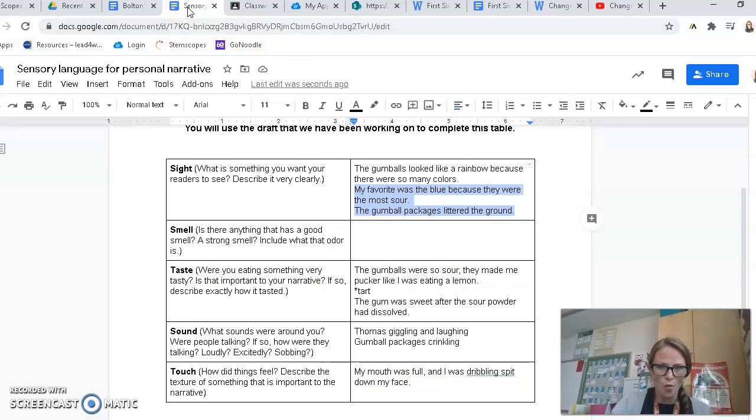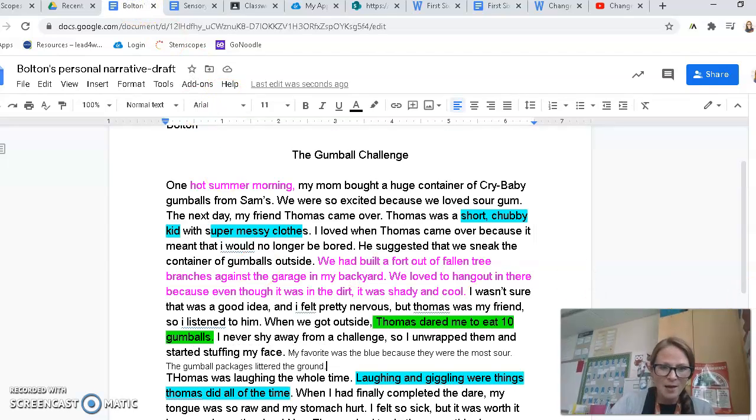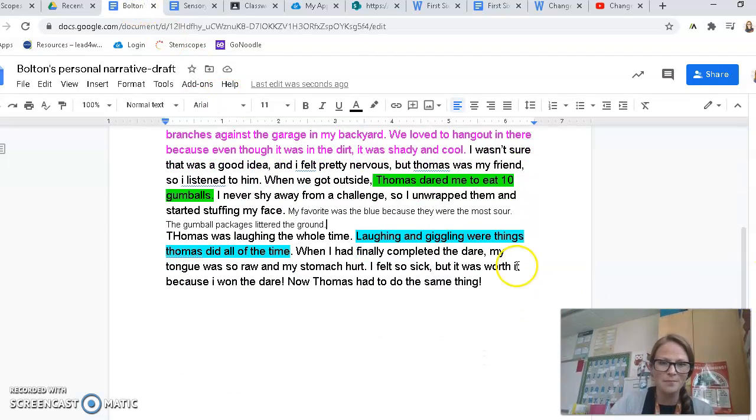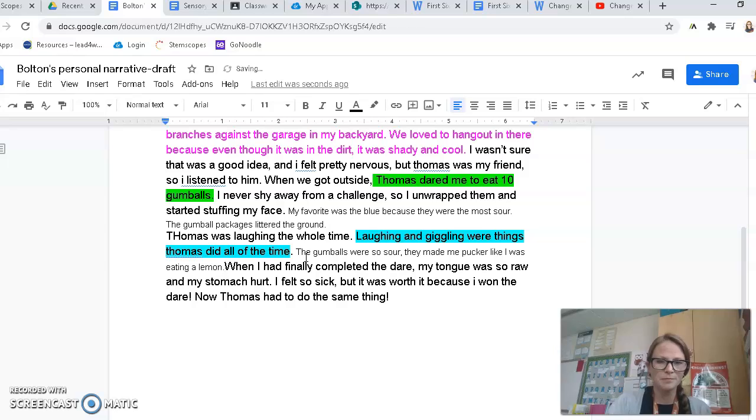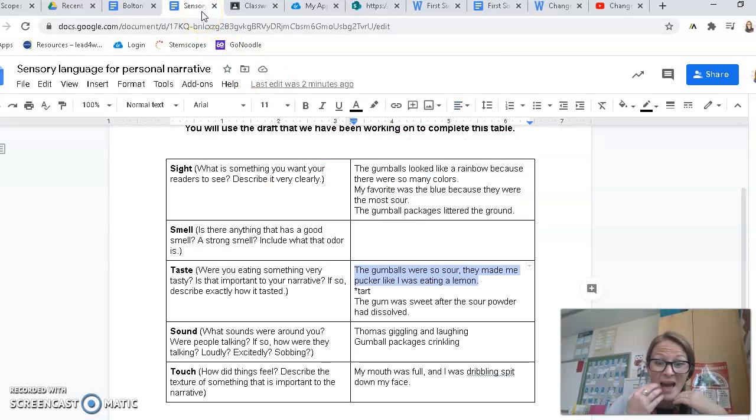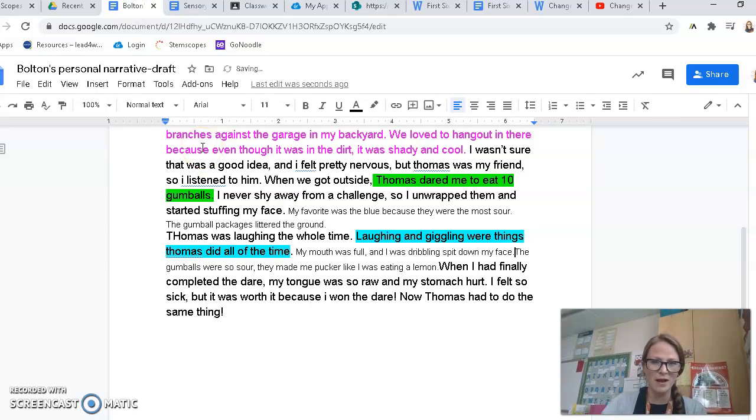I also know that I want to include that the gumballs were so sour they made me pucker like I was eating a lemon. Thomas was laughing the whole time. There's some of that sound, right? Laughing and giggling were things he did all the time. Right here, maybe. You know what? No. You know what I should say? Because one of the reasons he was laughing and giggling was because I had my mouth full and had spit dribbling down my face. So that, I think, would be a really good thing to include right here. So it also explains why they made me pucker when I was eating the lemon.